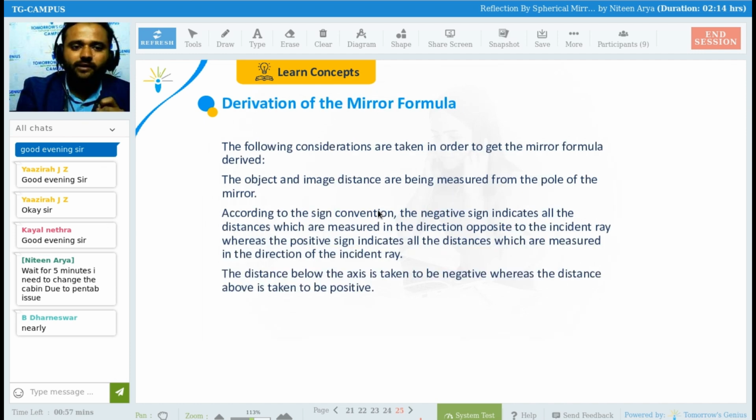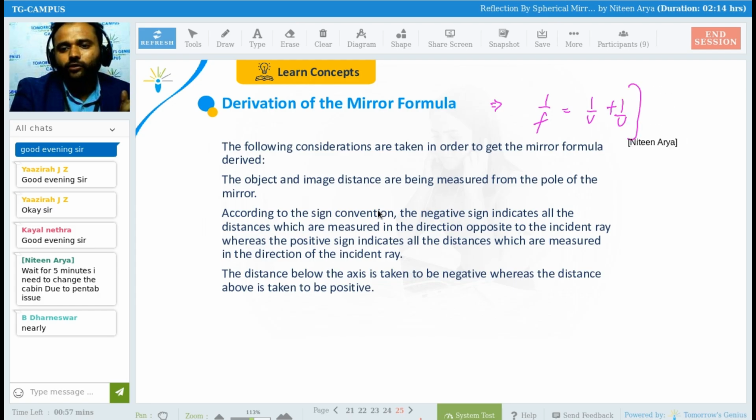Now, derivation of the mirror formula. So first of all, what is the mirror formula? The mirror formula is 1 by f equals 1 by v plus 1 by u. We are going to find the derivation of this. So the following considerations are taken in order to get the mirror formula. The object and image distances are measured from the pole of the mirror.